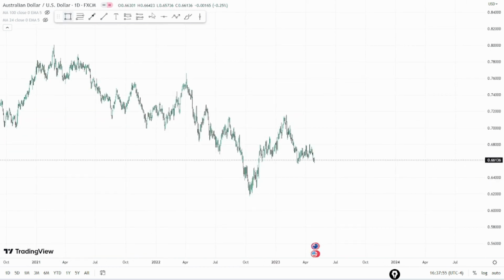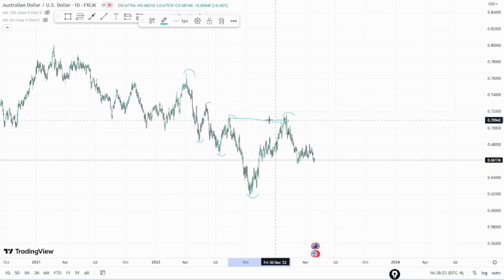But let me just do this. If I can just start it from here, we have a high and we have a low here. We have a lower high, a lower low, a lower high, a lower low, and also we have a higher high. Why is it a higher high? Because this high is higher than the previous high, meaning that we see this as a change of character to the upside.